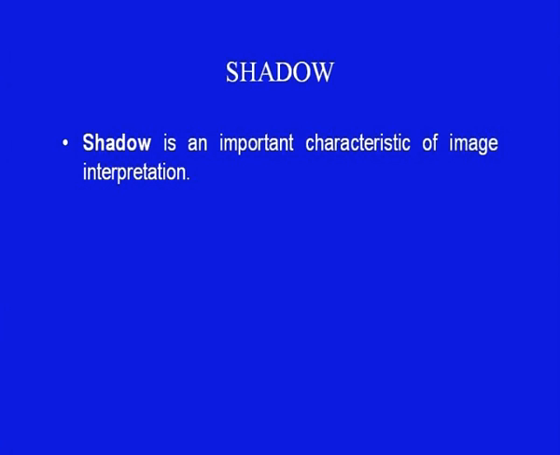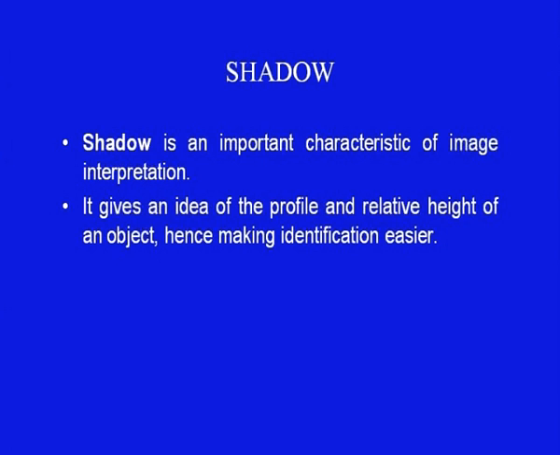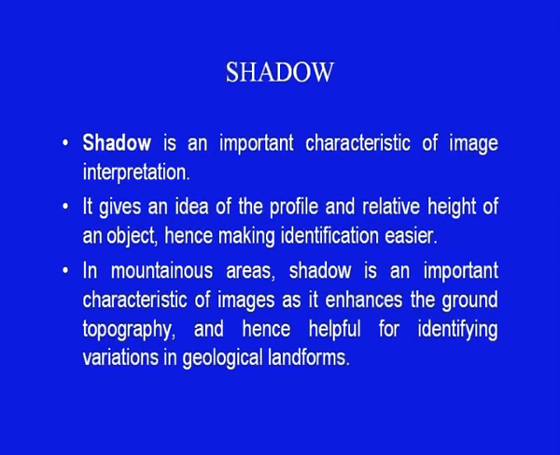Next is shadow. Shadow is an important characteristic of image interpretation. It gives an idea of the profile and relative height of an object, hence making identification easier. In mountainous areas, shadow is an important characteristic of the image as it enhances the ground topography and hence is useful for identifying variation in geological landforms.